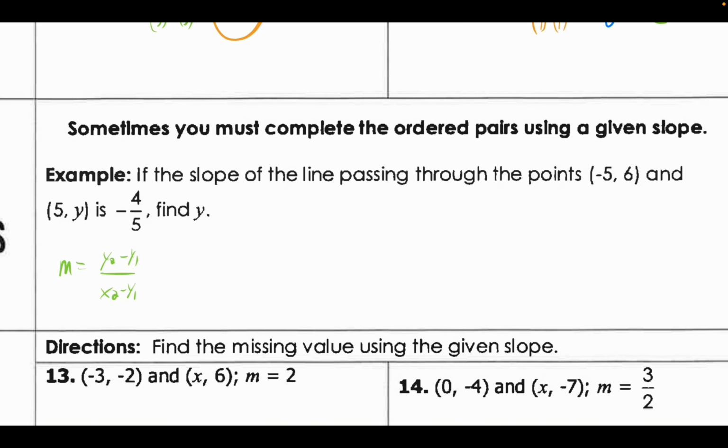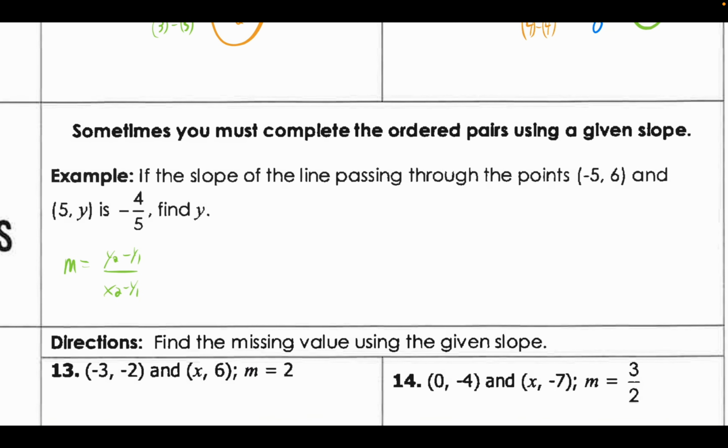Now, here's a little hint for you. As you're working through this, I would encourage you to make whatever ordered pair has an unknown variable, in this case, the second ordered pair, your x2, y2. Now, it doesn't technically matter because you'll be able to get it right no matter what. However, it does make your life easiest with negatives most of the time if you make whatever ordered pair has the y value or the x value unknown your second ordered pair, so it's listed first in your fraction.